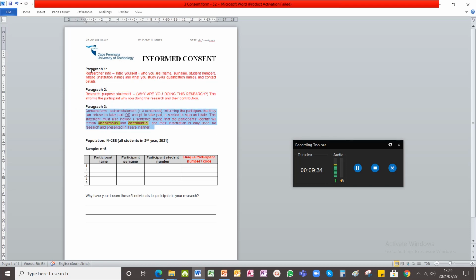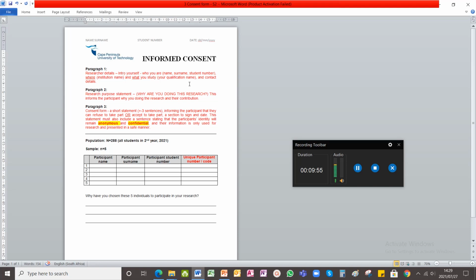And what do you have to do? In paragraph 1, you have to indicate the researcher's details or information. Let's put details. So this will be you. You have to introduce yourself. Who are you? Your name, your surname, your student number. Where are you studying? Cape Peninsula University.